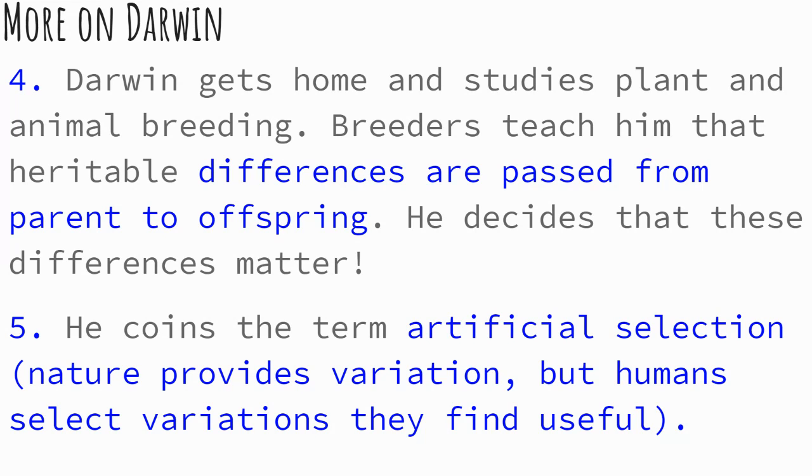He also, as he works with breeders and plant farmers, comes up with this idea of artificial selection. Artificial selection means that nature provides variation, meaning nature provides different opportunities for different plants or animals to exist, but humans select the variations that they find useful or that they prefer in farming or dog breeding.